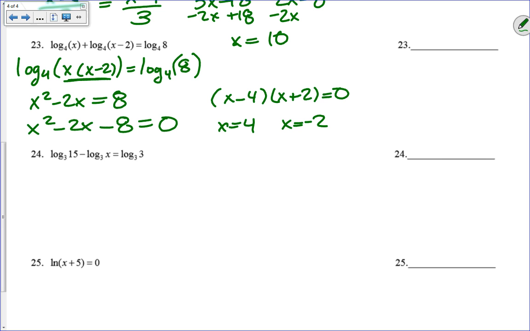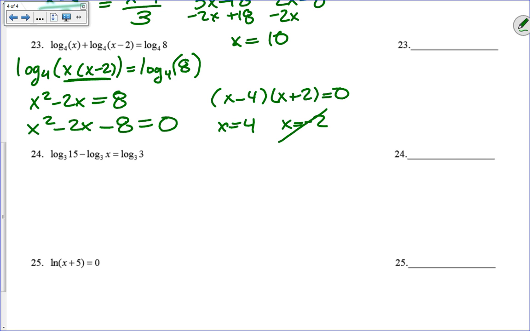So does the 4 work? With 4, we got log base 4 of 4 plus log base 4 of 4 minus 2, which is 2. That's okay. No issues there. That's going to work out. Now if we put that -2 back in, do we have an issue? Right. We have a log base 4 of a -2. Now we can't take logs of negative numbers. So we got to toss that one out. It's extraneous. So our final answer is going to be x is equal to 4.